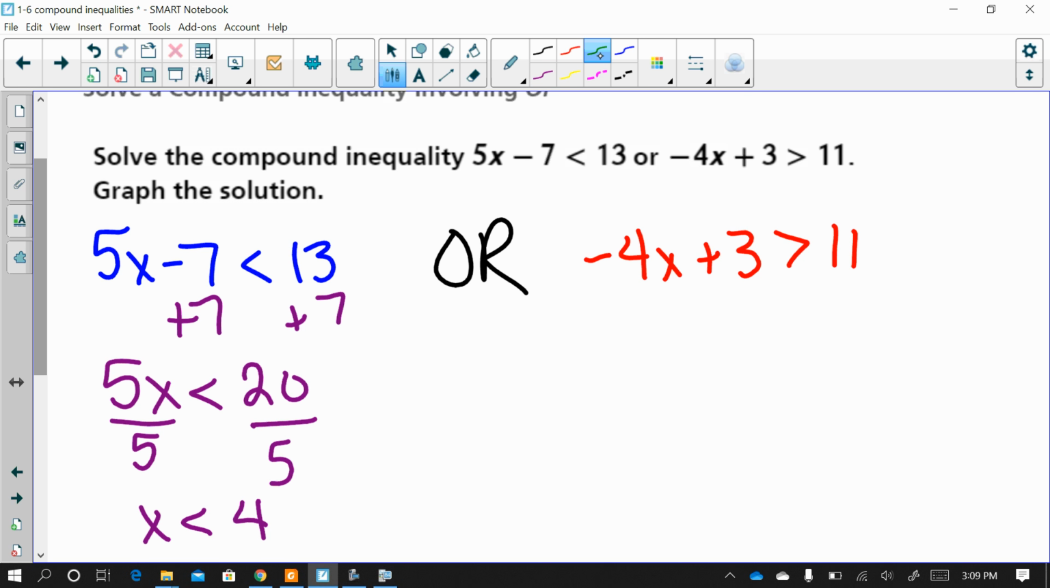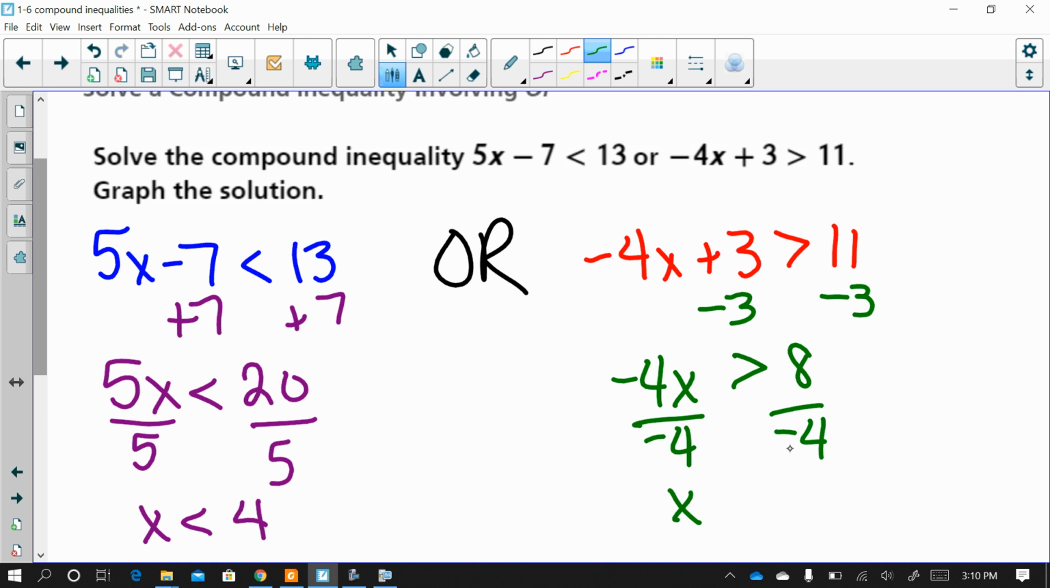Okay, let's concentrate on the red guy. Get x by itself, you need to get rid of that plus 3, so minus 3. Negative 4x greater than 8. Got to get x by itself, so let's divide by negative 4. 8 divided by negative 4 is negative 2. Oh, I divided by a negative, so what does that mean I have to do? I have to flip the inequality. Okay, so let's go ahead and graph this now.